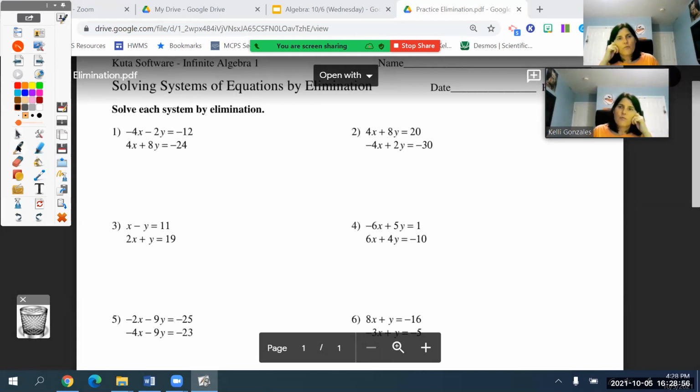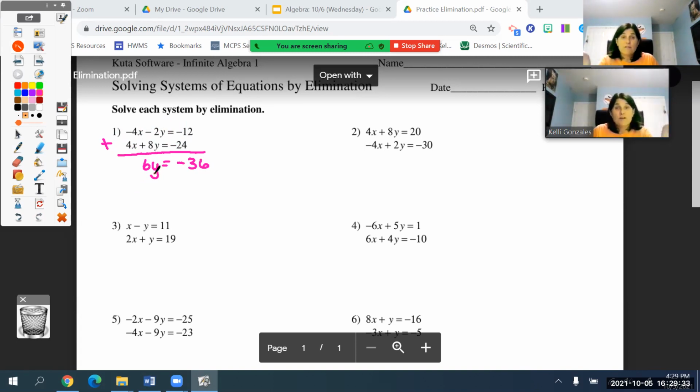Okay, so let's take a look at number 1. I see that it's going to be too hard to move everything around to substitute. So what I'm going to do is I see that my x's are lined up, my y's and my numbers, and look, my x's are opposites. So I'm just going to add these up because they're opposites. So the x's disappear. Negative 2 plus 8 is 6y, and negative 12 plus negative 24, use your calculators if you need to, is negative 36.